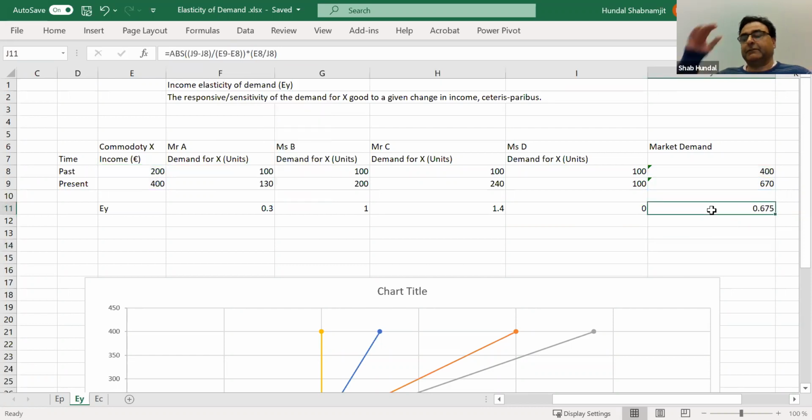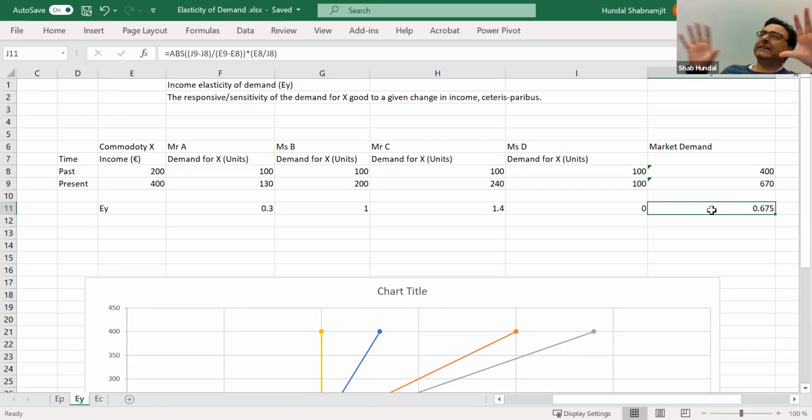So 0.675. So the overall market elasticity of demand, the income elasticity of demand, is 0.675. So basically, I get a lesson that if the people in my consumer segment have their income increase by 1%, I can expect that the market demand will increase by 0.68%. It's not very high actually, but it's not very low either. So it's like a middle.